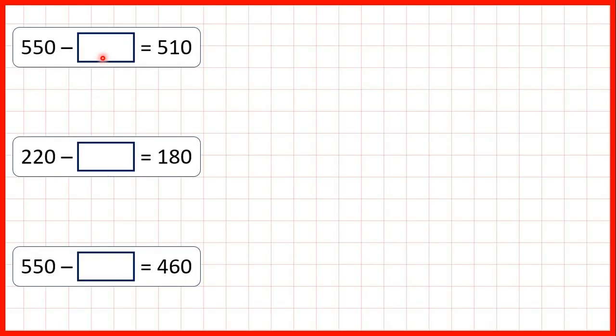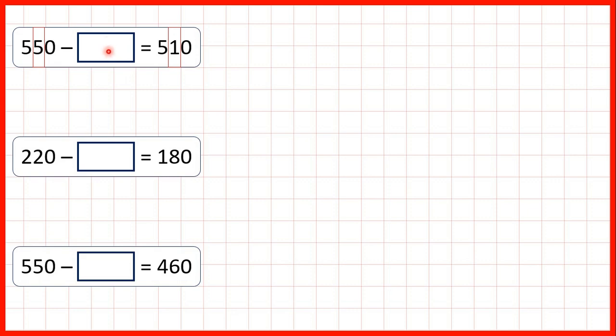Now here we have some missing number problems for subtracting multiples of 10. So first, 550 minus something equals 510. If we highlight the digits that have changed, we can see that it's our tens digit. We start with 5 tens, but then we have 1 ten in our answer.